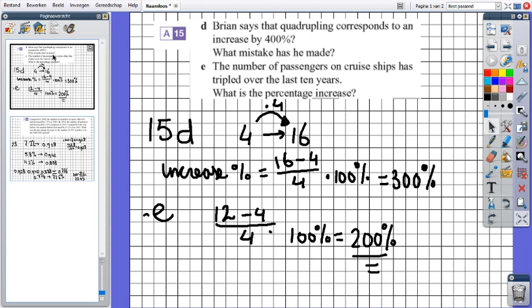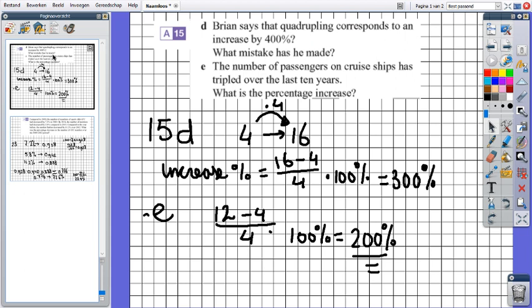I've already elaborated on them in this presentation. So let's take a look at 15D and E, and afterwards we're going to take a look at 23. First, 15D. Brian says that quadrupling corresponds to an increase by 400%. What mistake has he made?